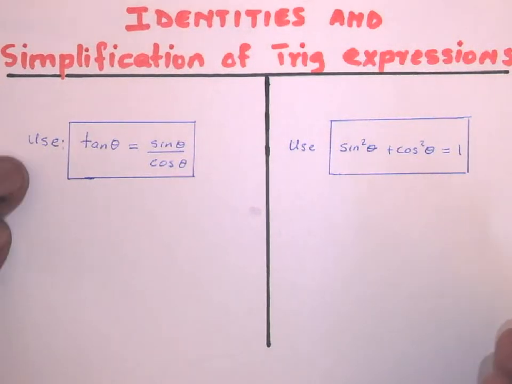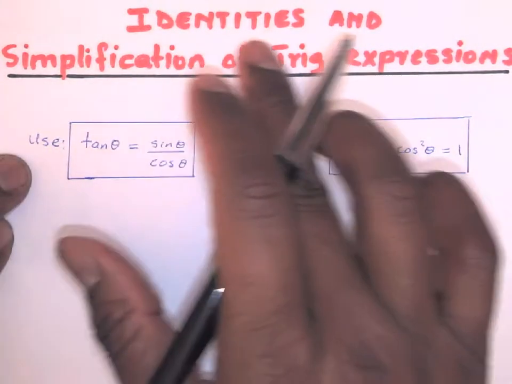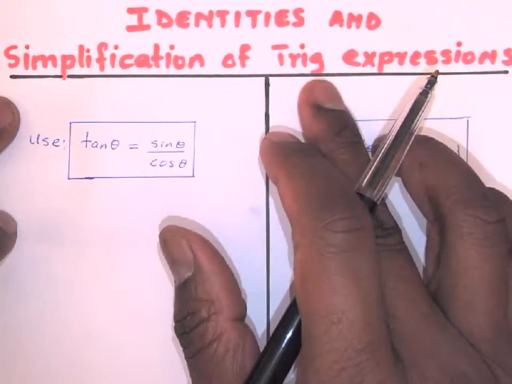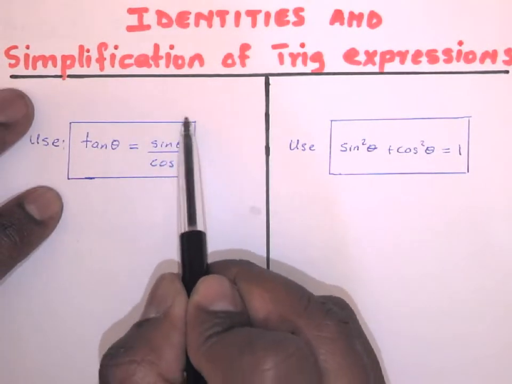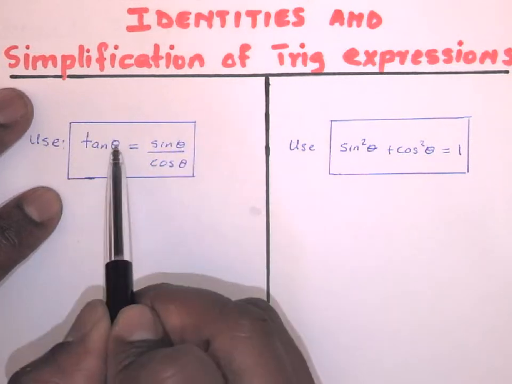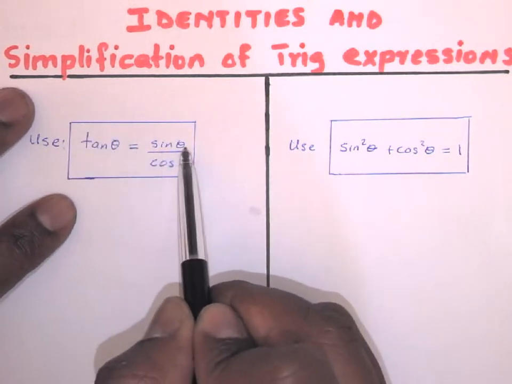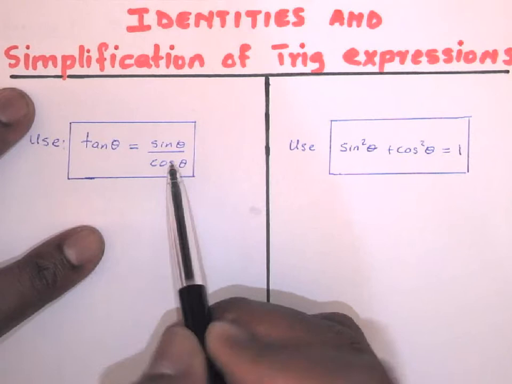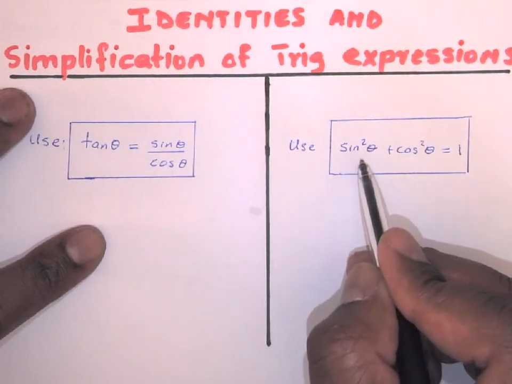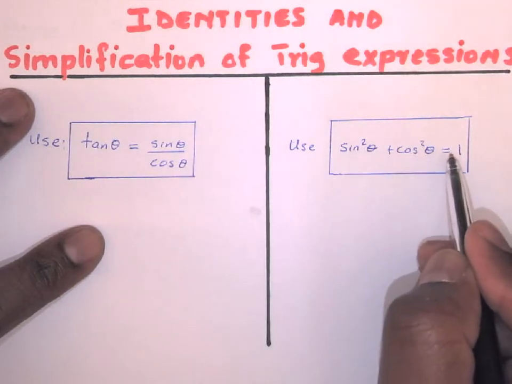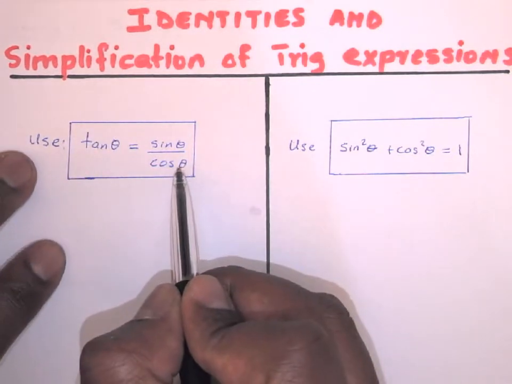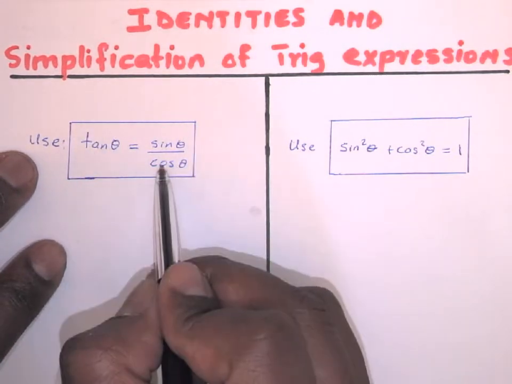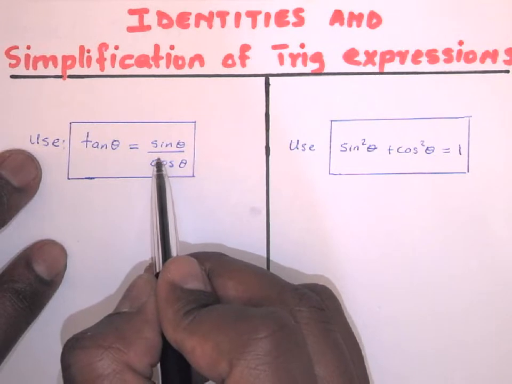Hi, grade 11s. Today we'll be looking at identities and simplification of trig expressions. The identities that we'll be working with are these ones. The tan of theta is equal to sine theta over cos theta. The other one is sine squared theta plus cos squared theta equals 1. These you'll need to remember and keep in mind whenever you are simplifying trig expressions.